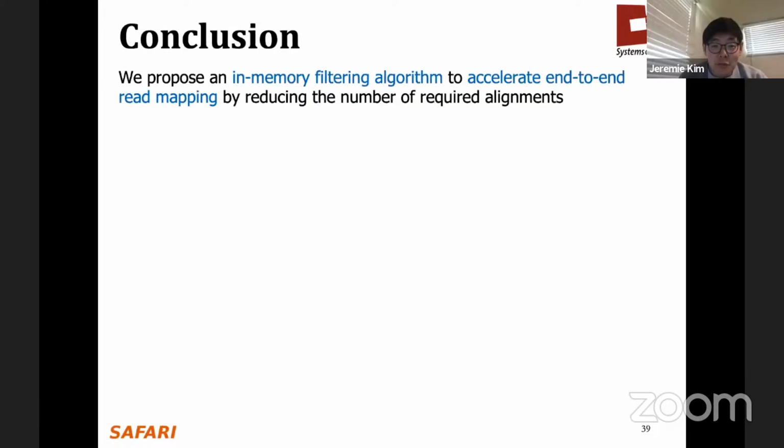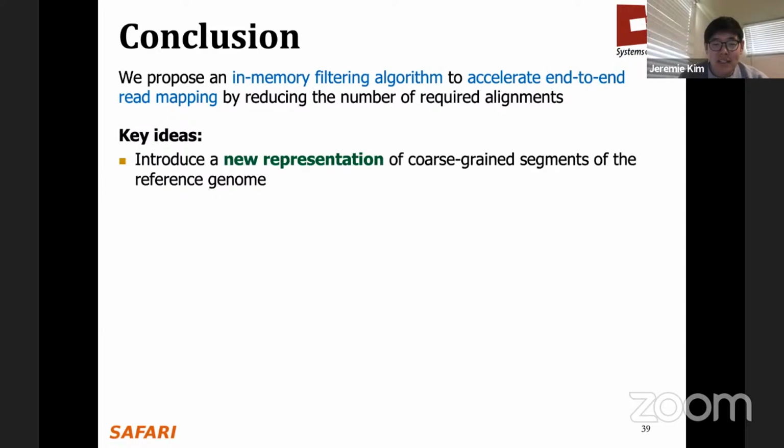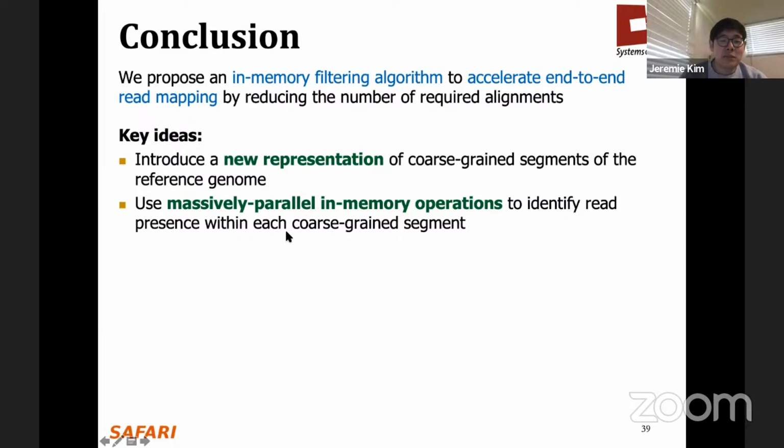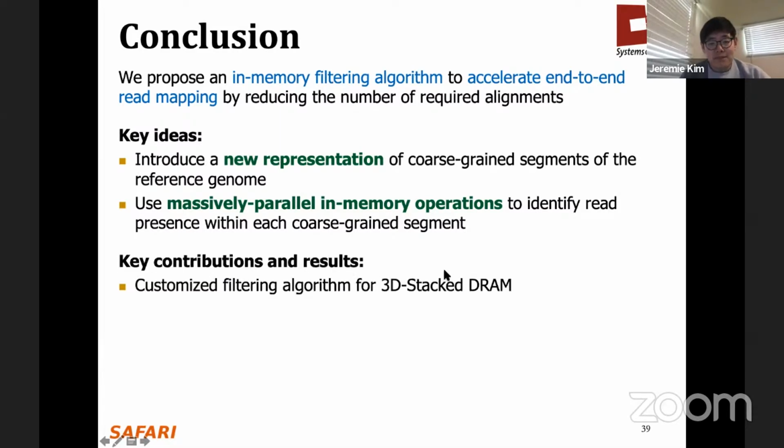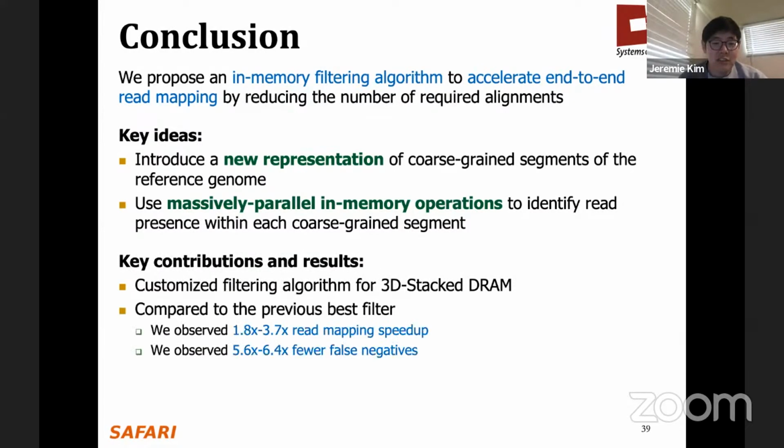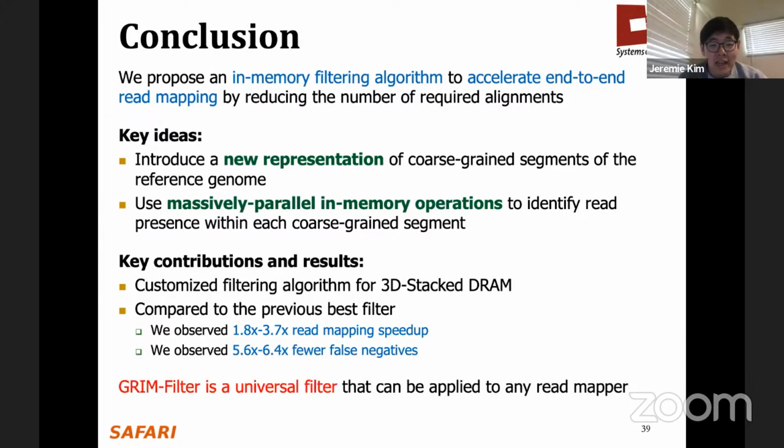And in conclusion, we propose an in-memory filtering algorithm to accelerate end-to-end read mapping by reducing the number of required alignments. The key idea is that we introduce a new representation of coarse-grained segments of the reference genome, and we use massively parallel in-memory operations to identify read presence within each coarse-grained segment. Our key contributions and results are that we have a customized filtering algorithm for 3D stack DRAM, and compared to the previous best filter, we observe up to 3.7x read mapping speedup, and we have up to 6.4x fewer false negatives. And GRIM-Filter is a universal filter that can be applied to any read mapper.